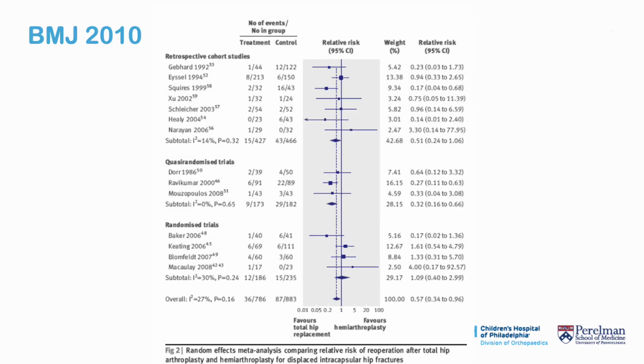Why does this matter? Let's explore a real-world result. This is an interesting study from 2010, a meta-analysis of total hip arthroplasty versus hemiarthroplasty for hip fracture patients who are elderly, the metric being reoperation. The format of the results is a forest plot.